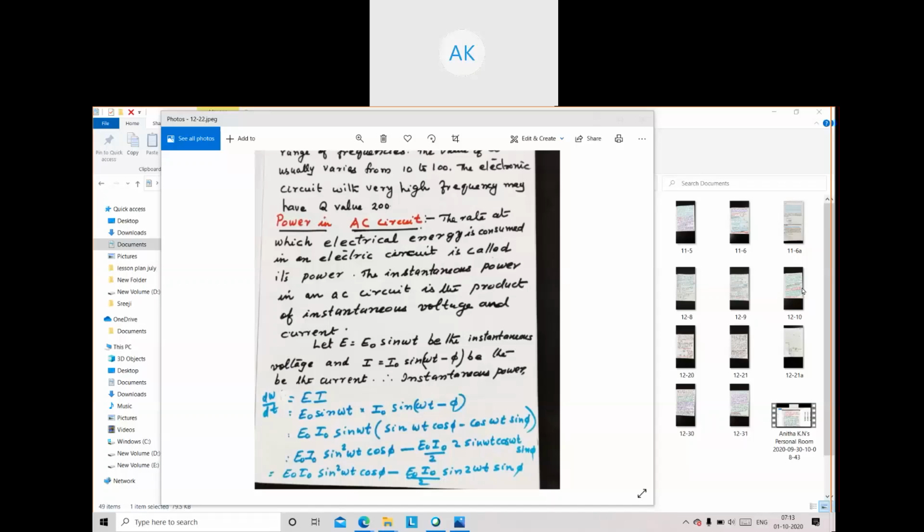sin 2 omega t sin phi. Like that we have written. Next.